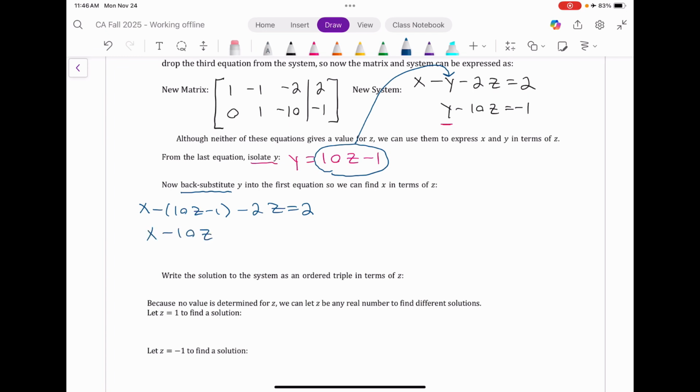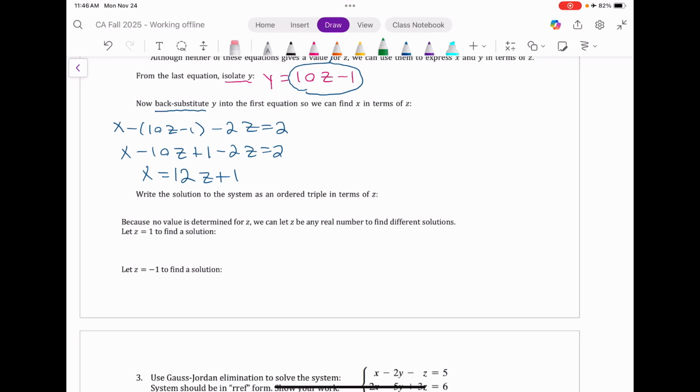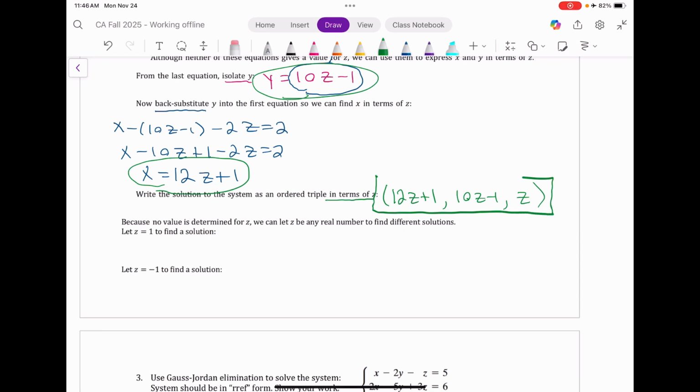So distribute the negative. And when you move everything to the right side, you end up getting 12z plus 1. So our solution, as an ordered triple in terms of z, would be 12z plus 1, which is the expression of x in terms of z, and then 10z minus 1, and always z at the end. So z can be any real number we want. This is the solution we see in green.